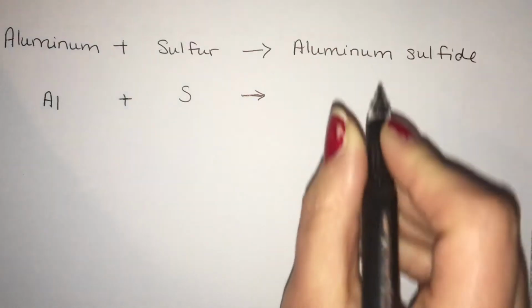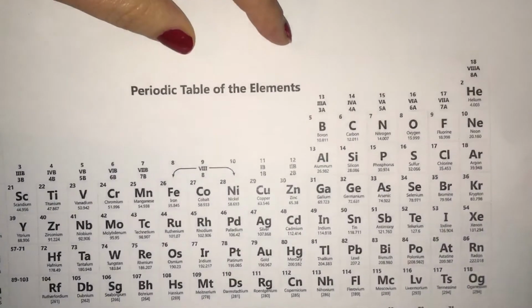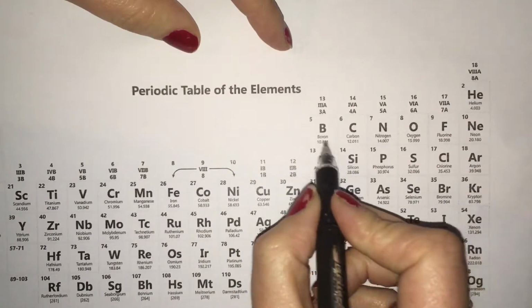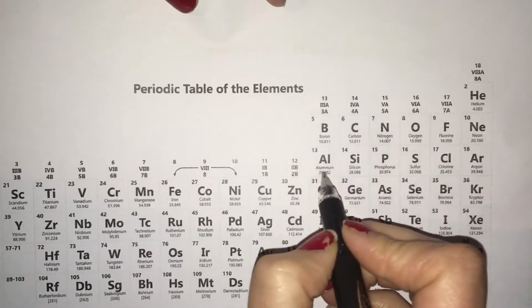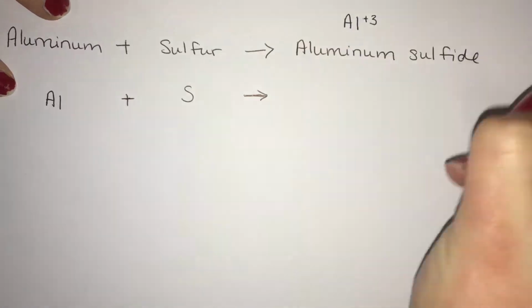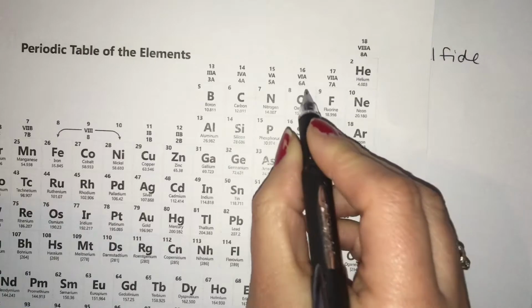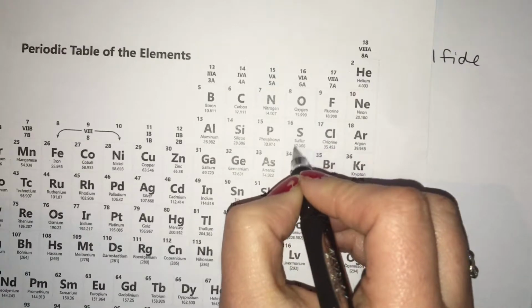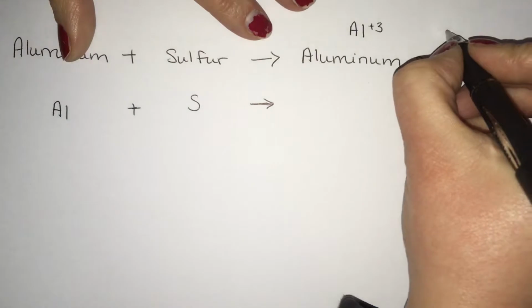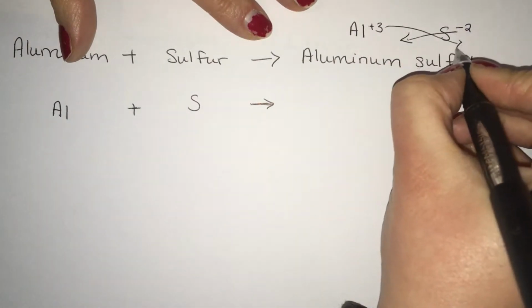So I like to look at the periodic table. According to the charge trend, aluminum has a +3 charge, so I like to write them up here, aluminum with a +3 charge. Sulfide is right here, and it is one of the elements that have a -2 charge. And we're going to do the cross method and bring them down.